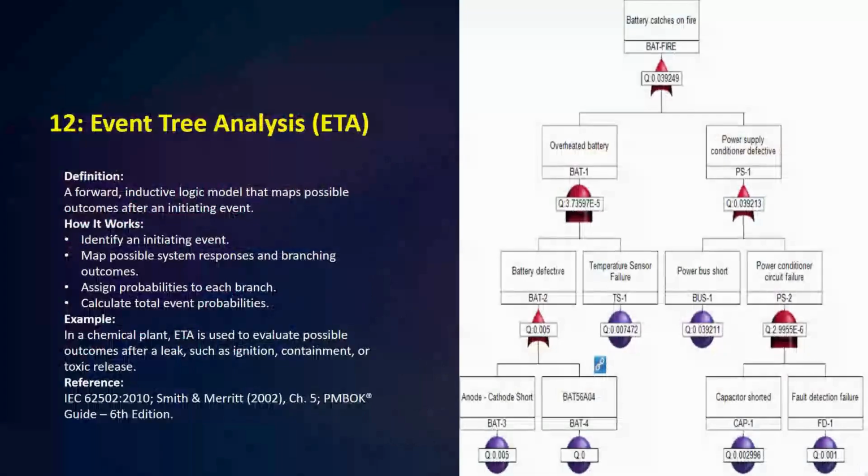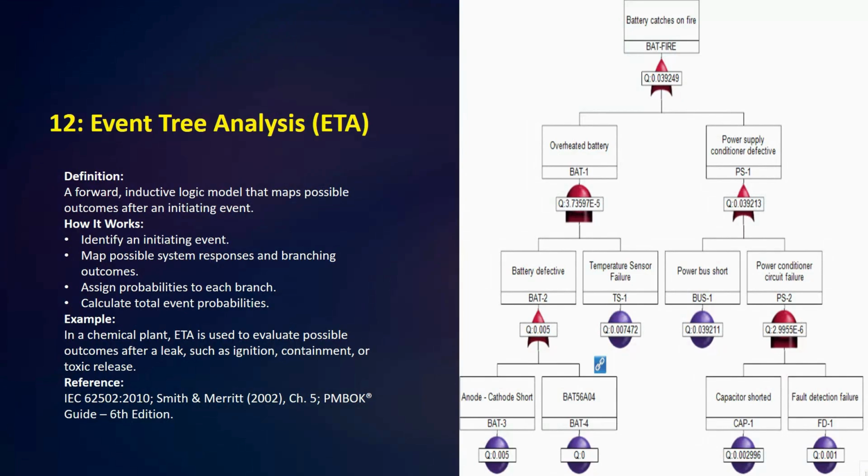Okay, so next number 12, event tree analysis. Event tree analysis is in contrast to FTA, or you can say fault tree analysis. Event tree analysis is a forward-looking, or bottom-up approach. It helps you to understand what could happen after a specific event occurs. So here we have the definition: a forward inductive logic model that maps possible outcomes after an initiating event. So how it works: identify an initiating event, then map possible system responses and branching outcomes, assign probability to each branch, then calculate total event probability.